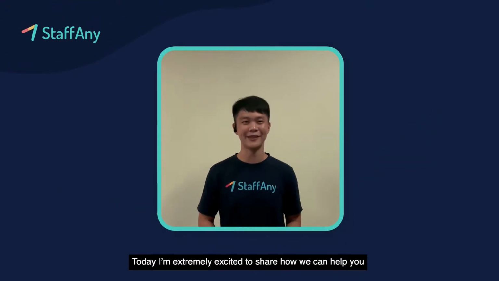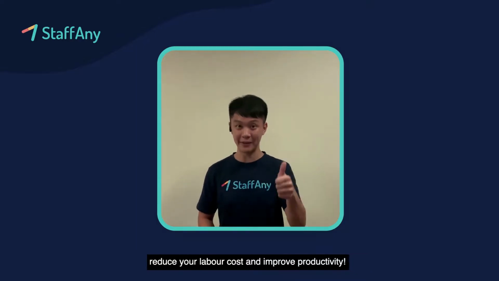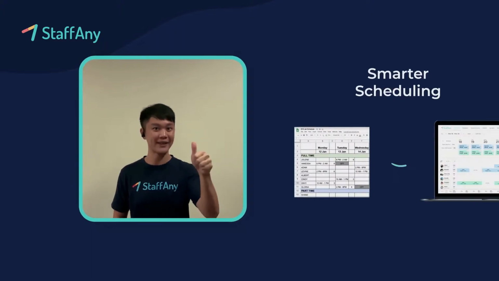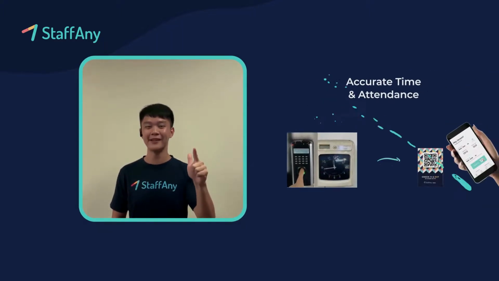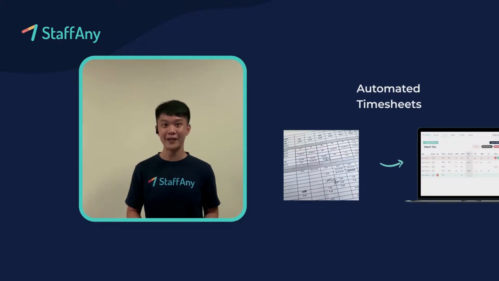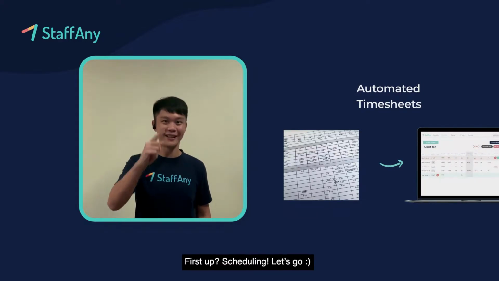Today I'm extremely excited to share with you how we can help you reduce labor costs and improve productivity through three key main components: the smarter schedule, more accurate time attendance, and a more automated timesheet consolidation tool. With this, first up, we have scheduling. Let's go!